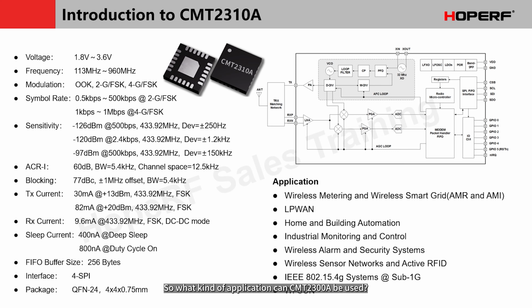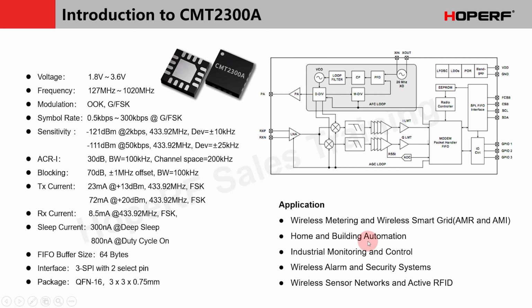So what kind of application can CMT2300A be used? It can be used in wireless smart meters, smart homes and buildings, industrial monitoring, building security systems, and wireless sensor networks and active RFID.